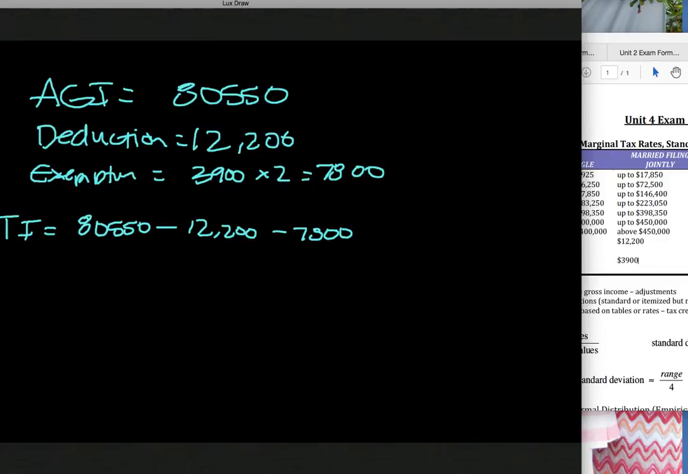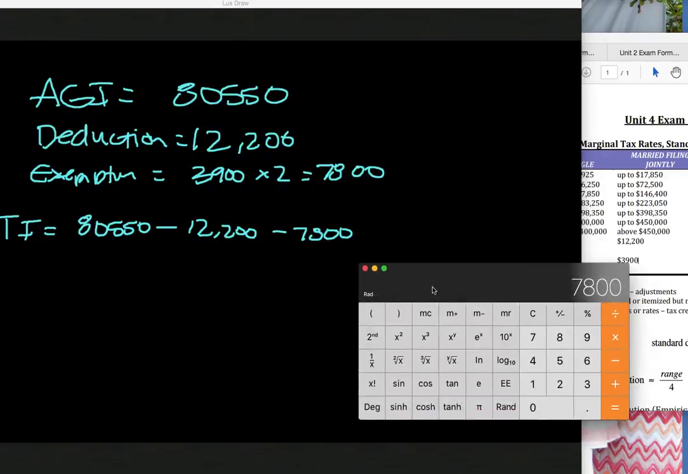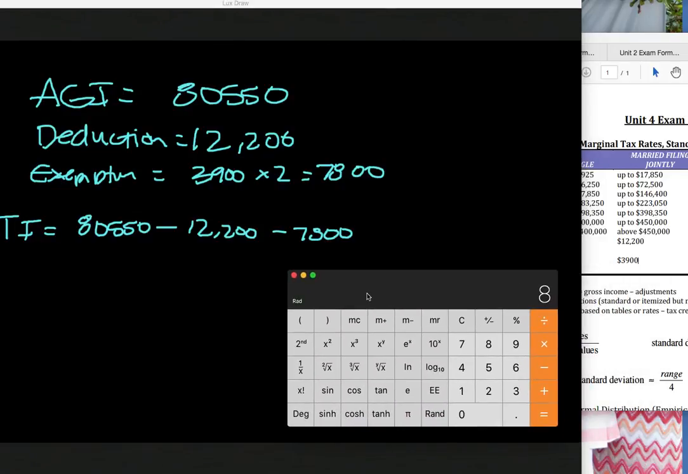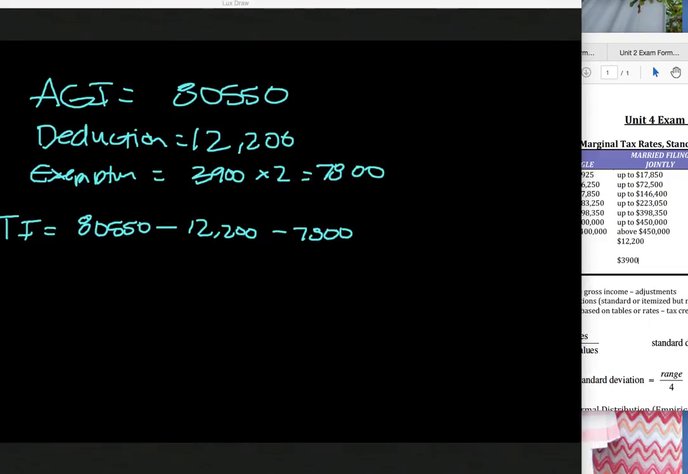And again, I'm just going to use the calculator. Okay, that gives me 60,550. That is my taxable income. So that's the number I'm going to use with this tax table to figure out how much tax I owe.